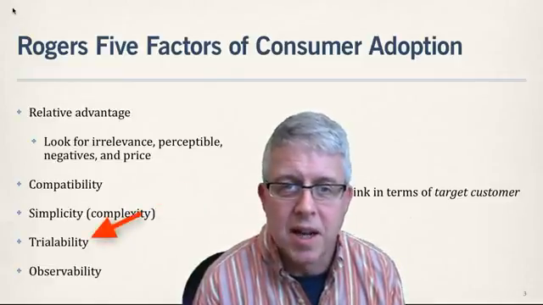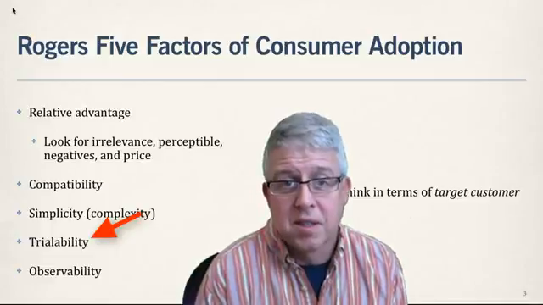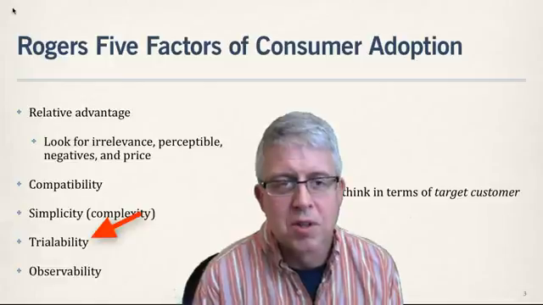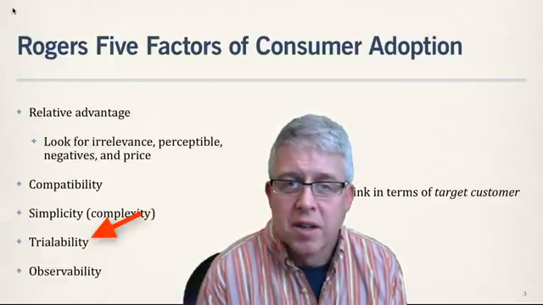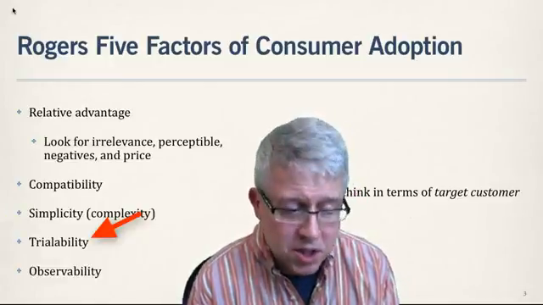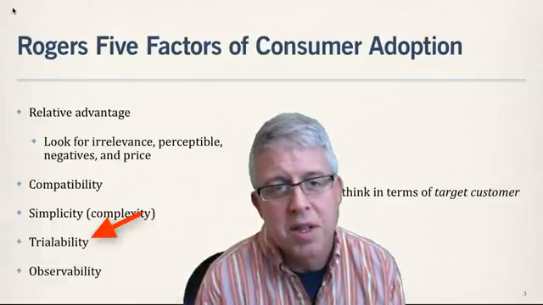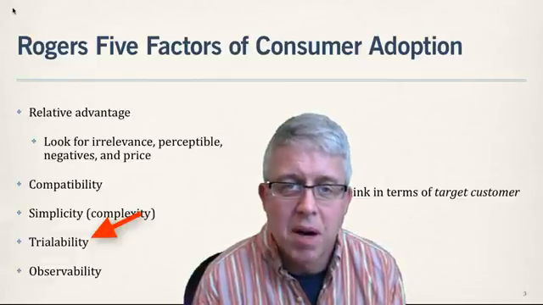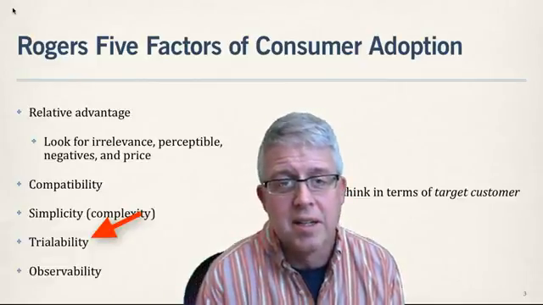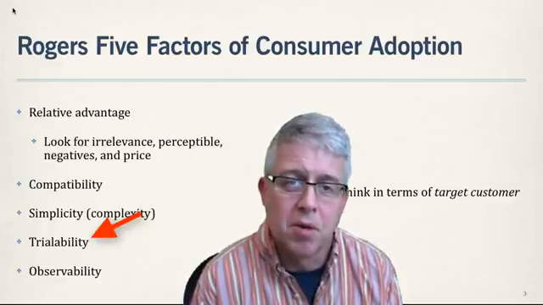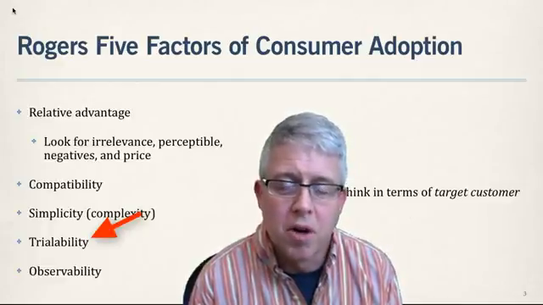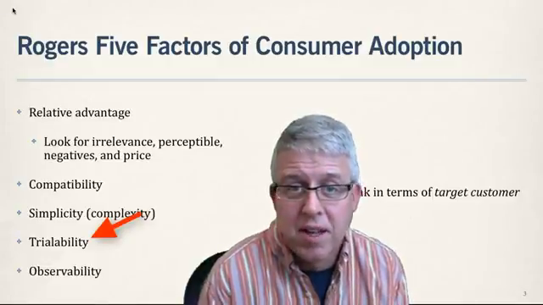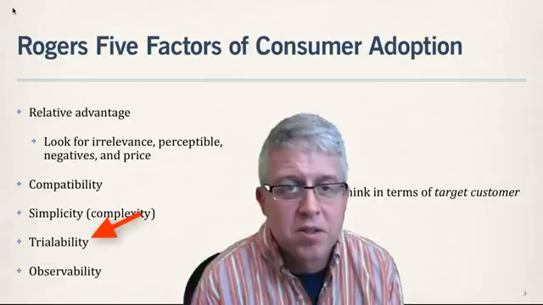Trialability is the next one. That basically says how easy is it for consumers to try out the product, to see what the usage experience is like, and to see what the ownership experience is like. Again, those might be relatively related concepts, but you should think about both. How easy is it for a consumer to see how this thing works? Can they get their hands on it? If they can't get their hands on it, how are they going to understand it?